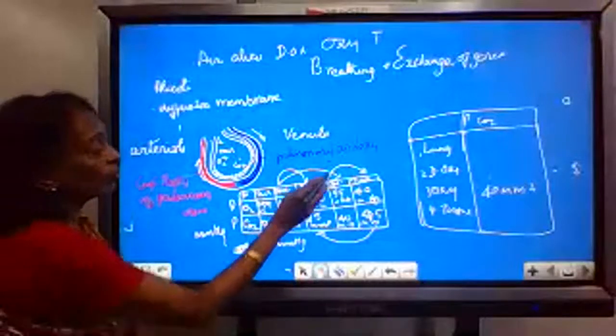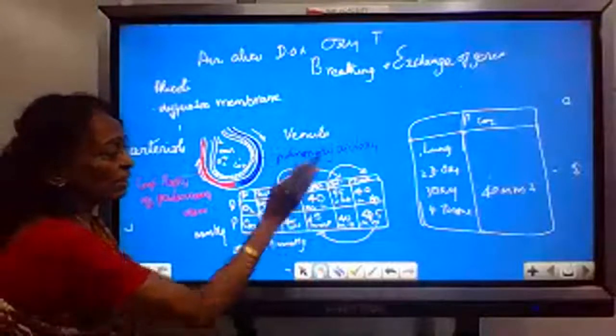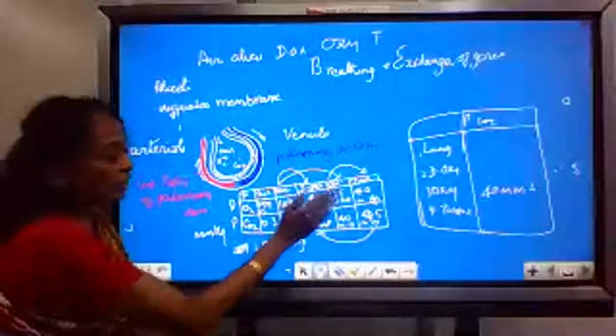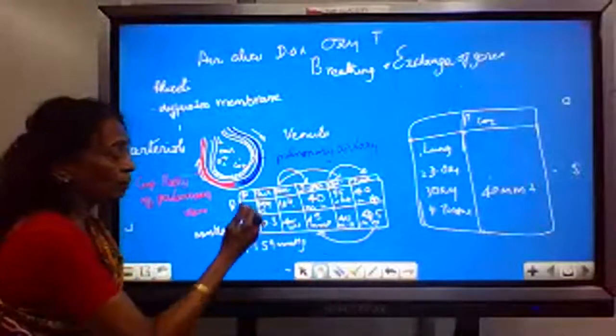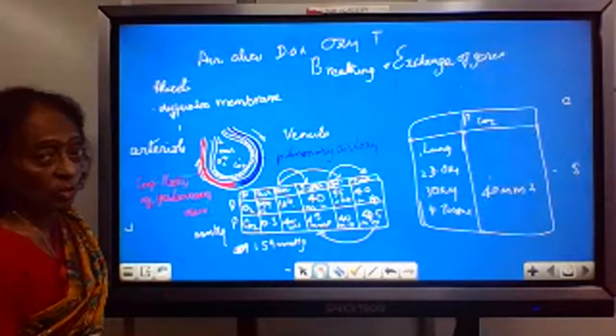First, the 2, 3, 4, 5 columns: alveolar, deoxygenated, oxygenated, tissue. And nowhere you should change these values. There should not be any doubt in your head about the PO2 and PCO2 in all these 5 places. Then you can attempt all those questions.